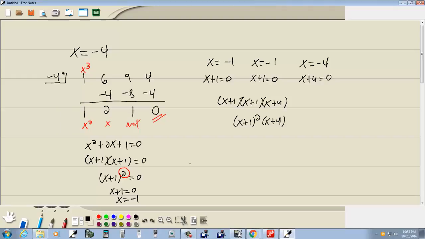Now, you can always check. Your original question was, are these zeros? Well, plug them into synthetic division. If you come up with a remainder of 0, the factor theorem says it means you found an answer. It means that the answer here is an answer, or it's a 0.